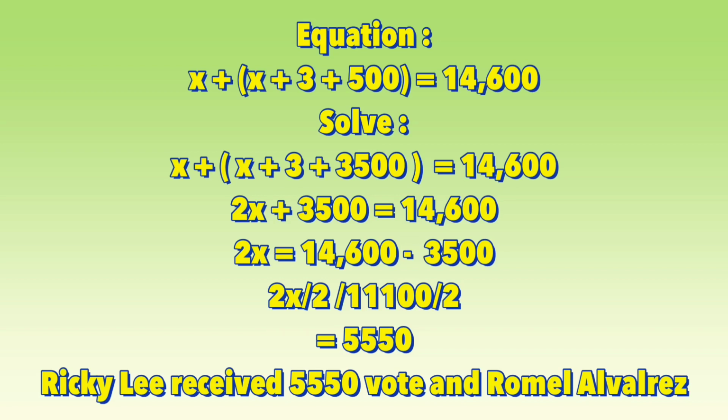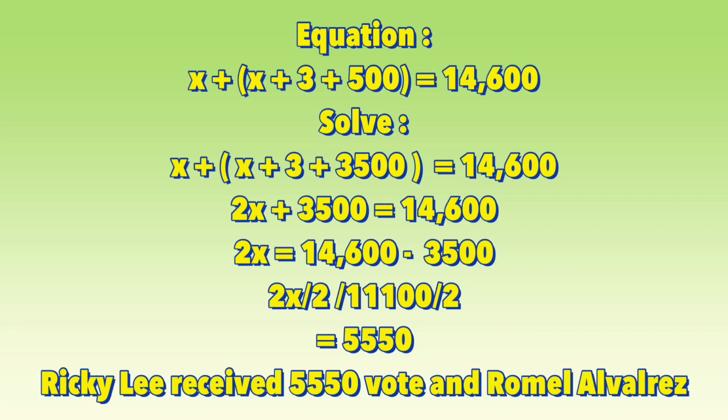Then we're going to transpose the 3,500 to the right side of the equation. From positive becomes negative. Then the left side, the remaining is 2x. Then 14,600 minus 3,500, we have 11,100. So the equation is 2x equals 11,100.